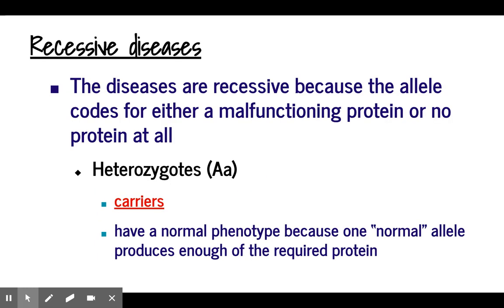All right, recessive diseases. These diseases are recessive because the allele codes for either a malfunctioning protein or no protein at all. Heterozygous individuals, who are capital and lowercase letters, are considered carriers of the disorder. They have the normal phenotype because of one normal allele, so they produce enough of the required proteins. So they're normal, but they carry the malfunctioning trait. They can pass on this allele.